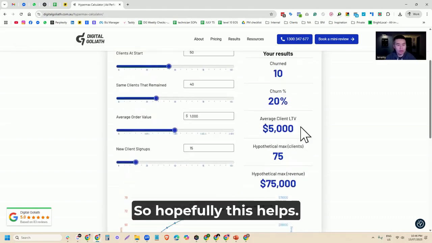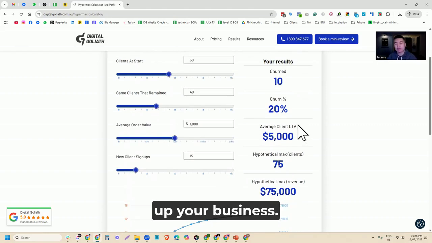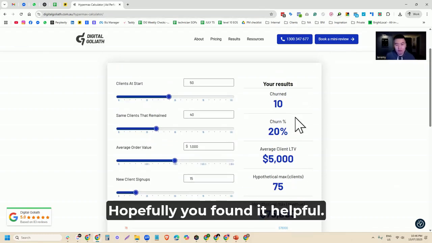Okay, so hopefully this helps. You can use it for anything that's a recurring business, membership business. It's just going to fix up your business. It's just going to give you a really accurate projection. Yeah, hopefully you found it helpful.